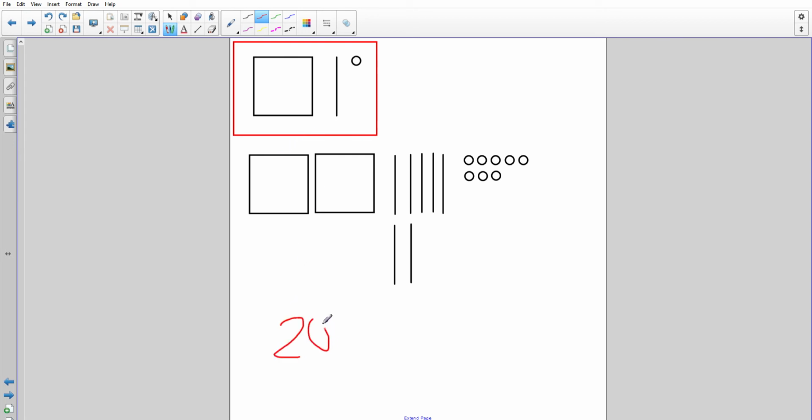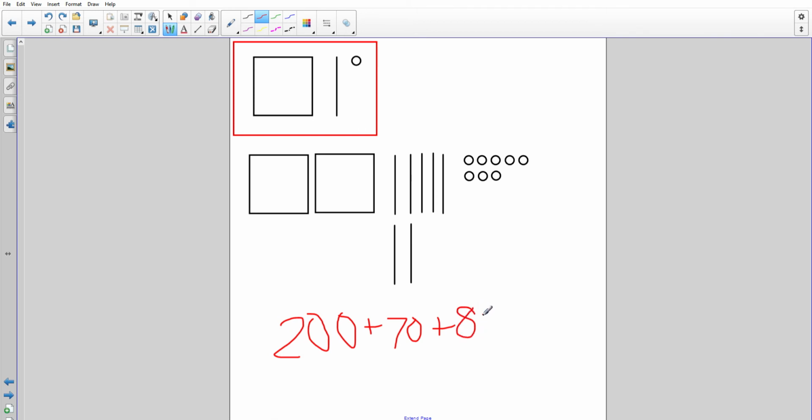So I have 200. Then I'm going to add in my tens. I'm going to count by tens to see how many I have. 10, 20, 30, 40, 50, 60, 70. So I'm going to write down my 70, and then I'm going to add in my ones. Let me count those to see how many I have. 1, 2, 3, 4, 5, 6, 7, 8.